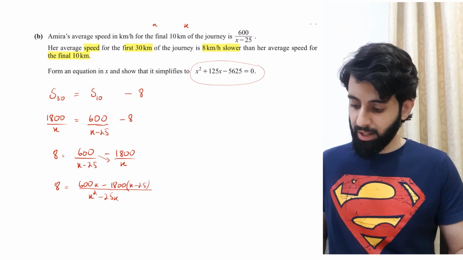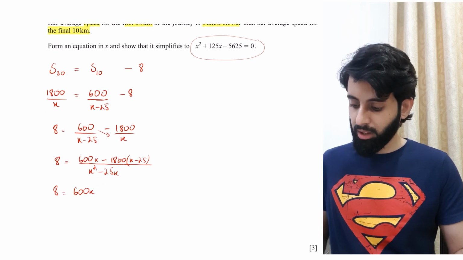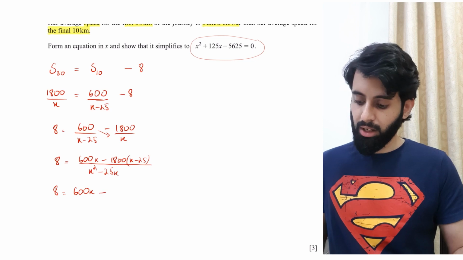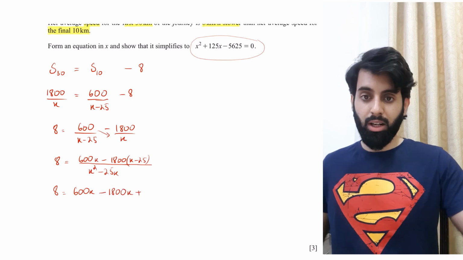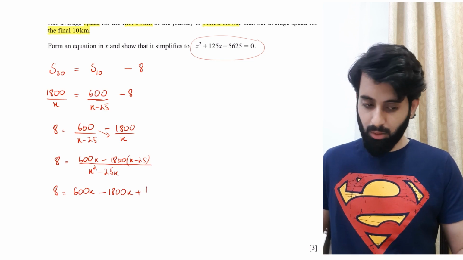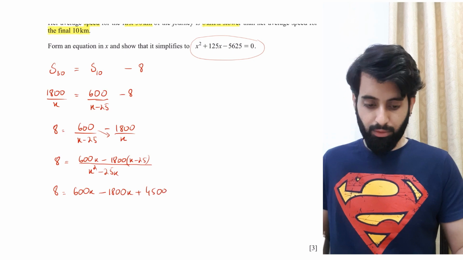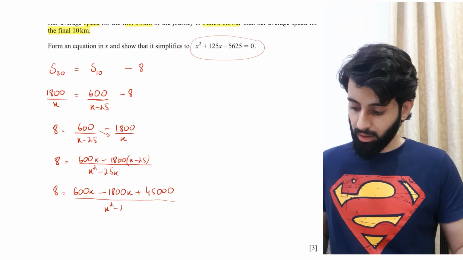The reason I didn't multiply this immediately is so that I could show you something very important: you have to be careful of the sign also. So this is going to be minus 1800X, and then minus minus is going to become positive. So 1800 into 25 is equal to 45,000 over X squared minus 25X.